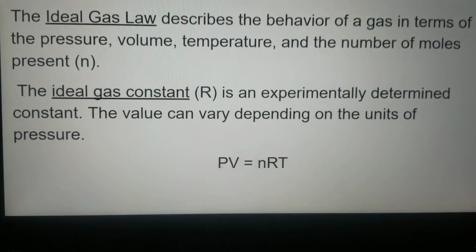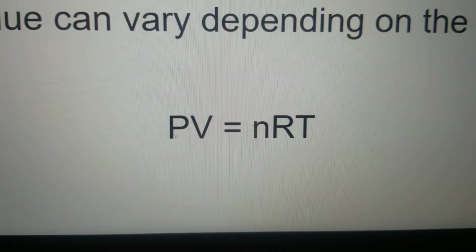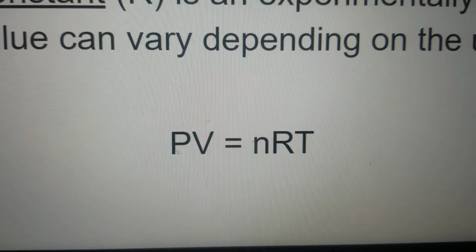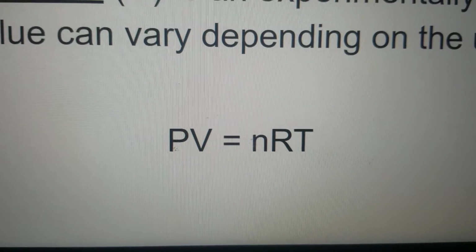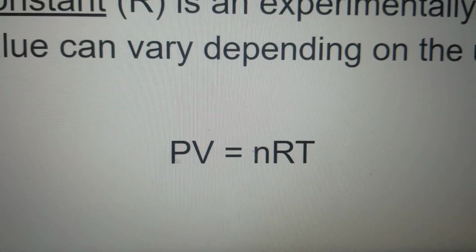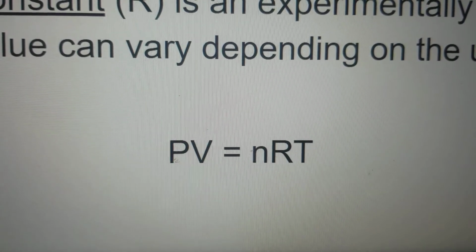So check this out. This is the ideal gas law. PV equals nRT. We also, for short, call it "pivnert," because that's kind of how it sounds when you read it. PV equals nRT. That is the ideal gas law.